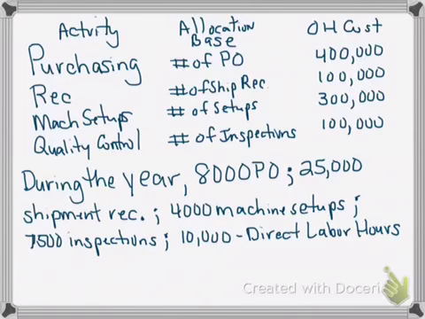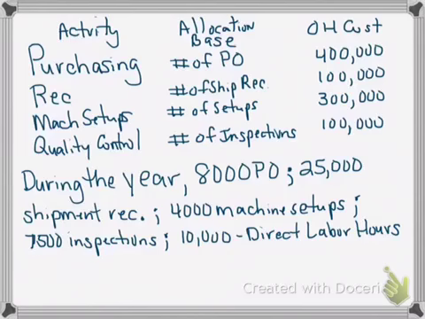Estimated overhead cost information is available for Herbert Love Corporation. It lists out our activities as being purchasing, receiving, machine setups, and quality control. Our allocation bases would be number of purchase orders, number of shipments received, number of setups, and number of inspections. And it lists our overhead costs for each activity. So we have 400,000, 100,000, 300,000, and 100,000.